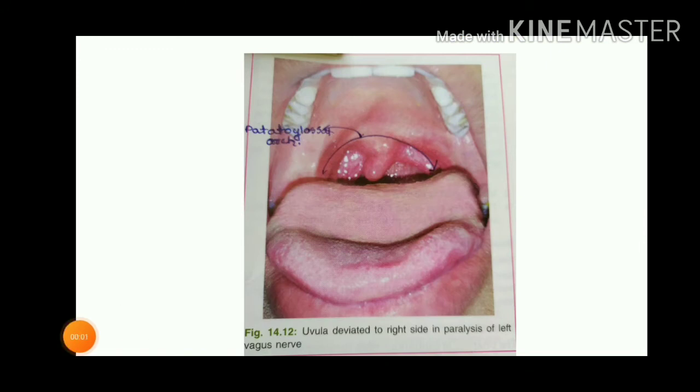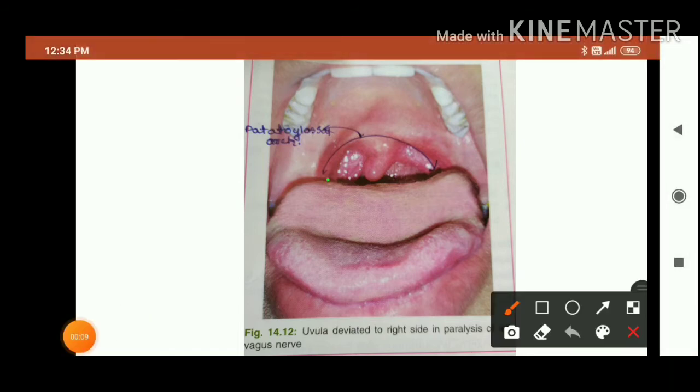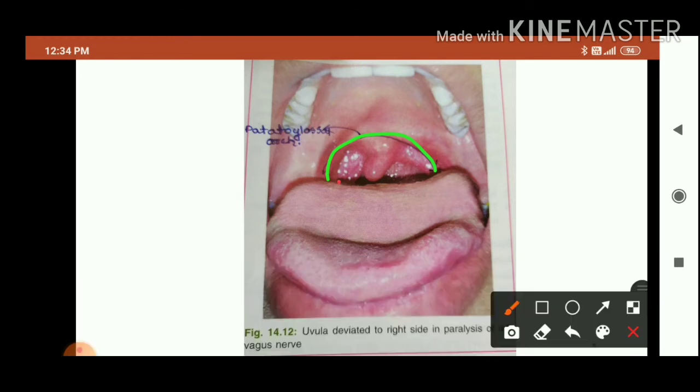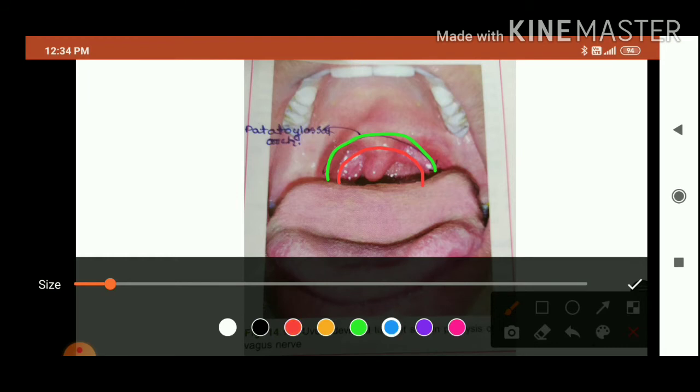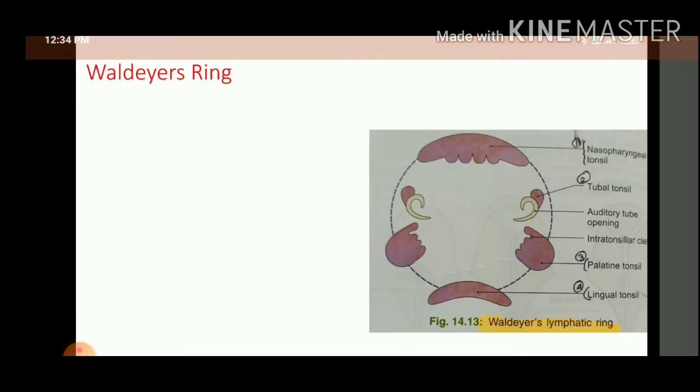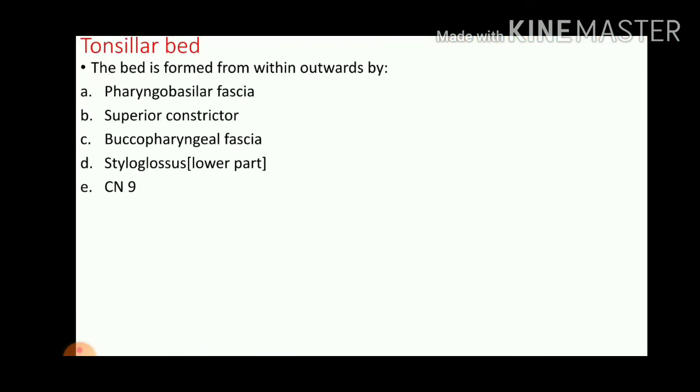Okay, now we come to the location of the palatine tonsil, where it is located basically. Now you can see that this is the palatoglossal arch, and behind this you have the palatopharyngeal arch. So between this palatoglossal arch and palatopharyngeal arch you have the palatine tonsil. Okay, now here the tonsillar bed.